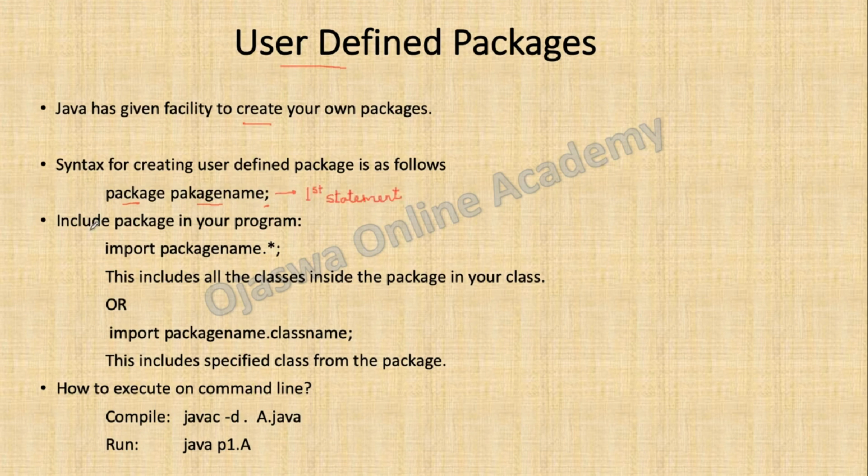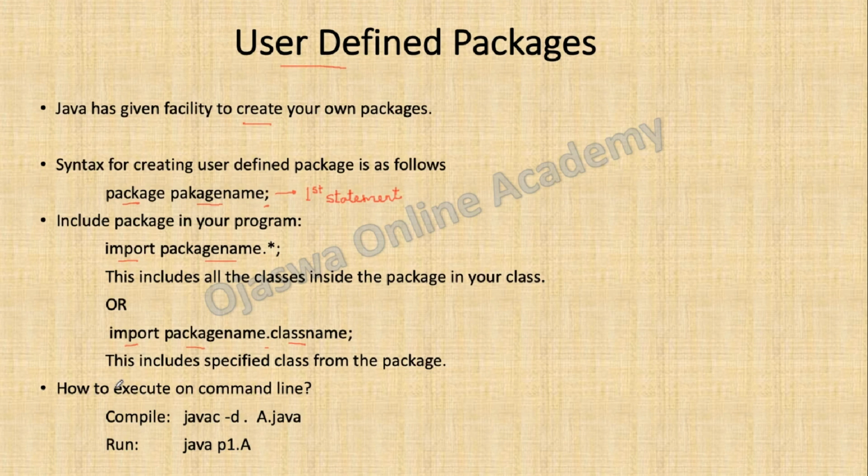How to use the package in your program? You need to use the import keyword. So to include a package in your program, the syntax is the import keyword followed by a package name, a dot and a star. The star indicates that you are including all the classes placed in this package. If you want to include a specific class only, then the syntax is the import keyword, package name, dot, class name. For example, if I want to include the Scanner class, I'll be writing import java.util.Scanner.